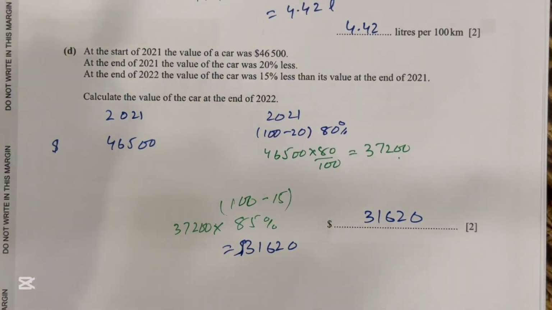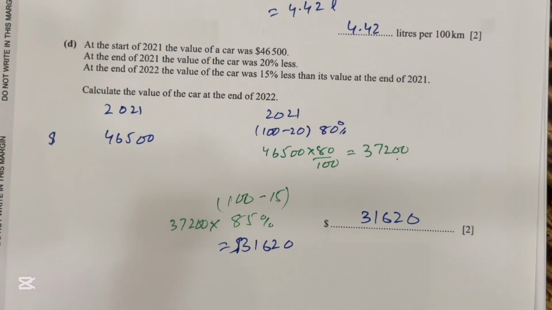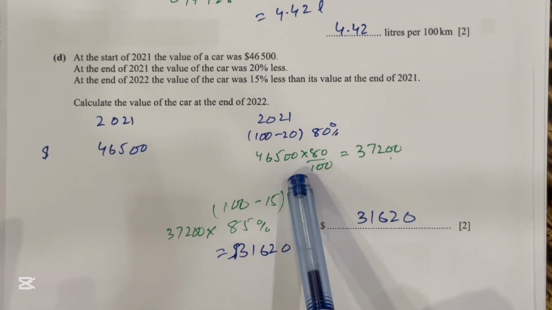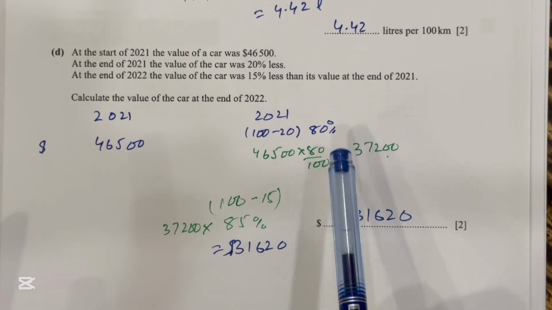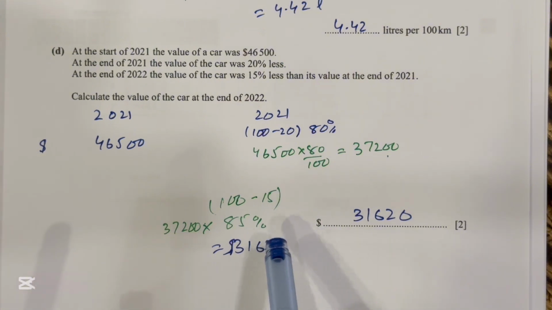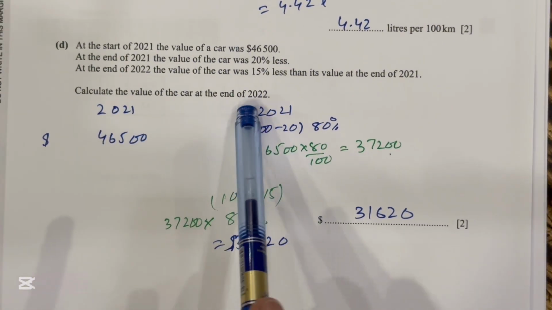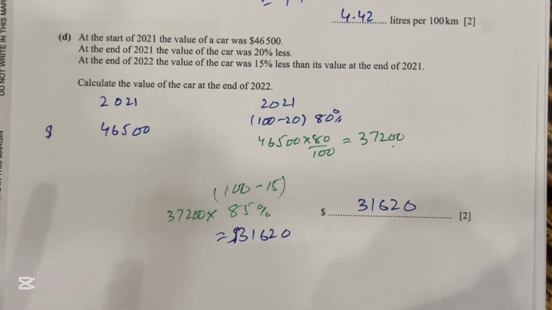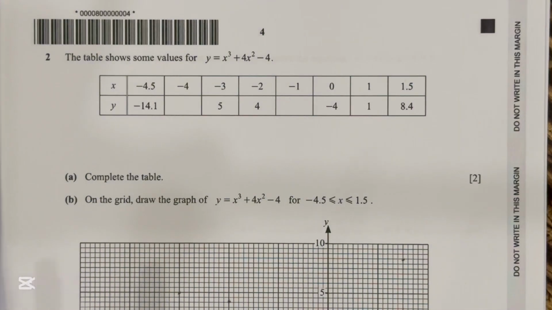$31,620 is the final answer. First we calculated the value at the end of 2021, then this value is reduced by 15% at the end of 2022. So you get the final answer, 31,620. Moving to question number 2.